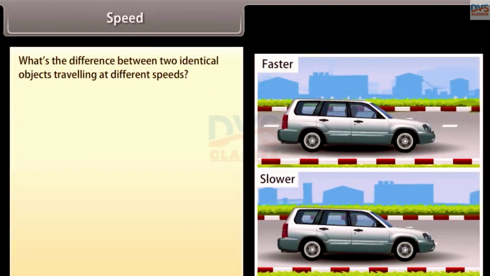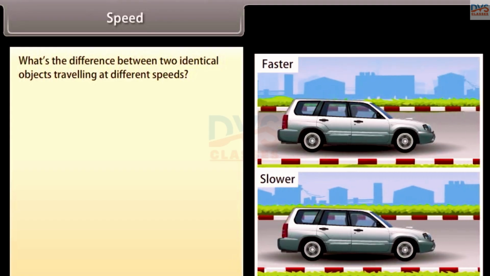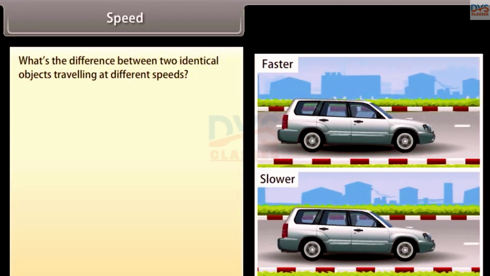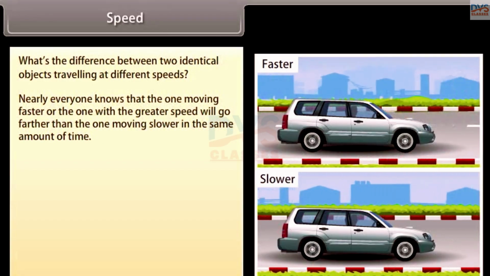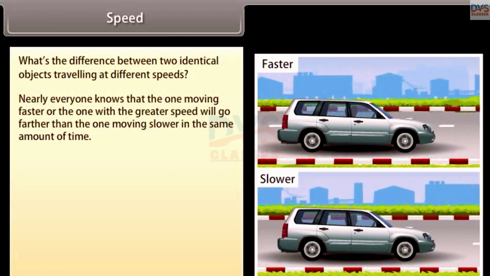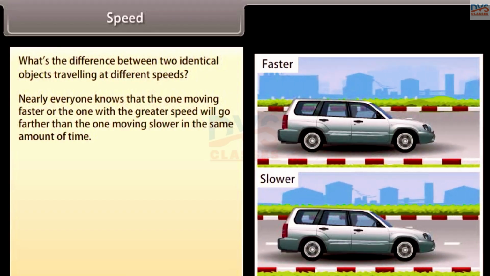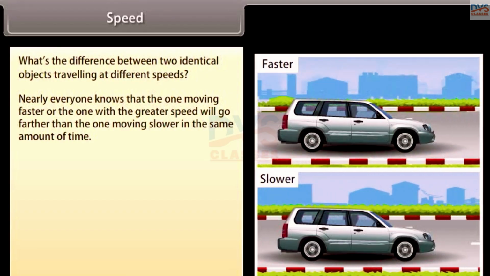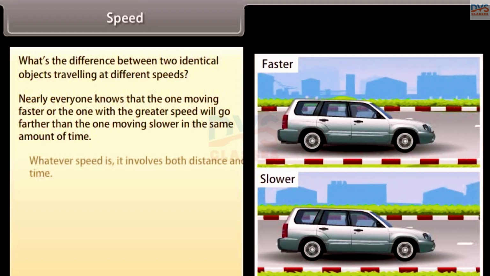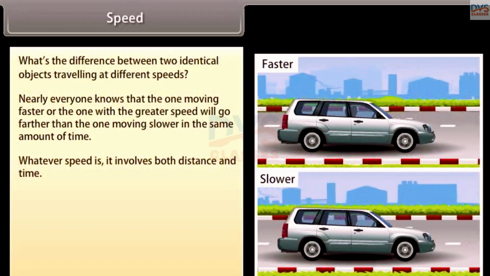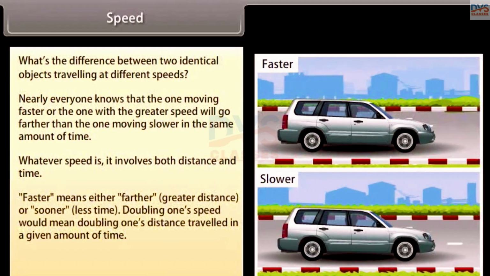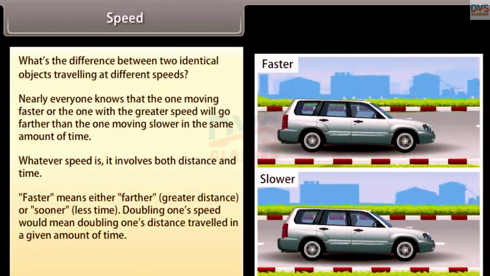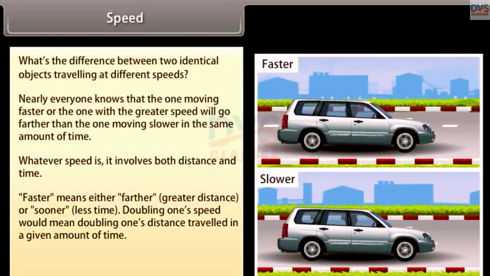Speed. Now can you tell the difference between two identical objects traveling at different speeds? Nearly everyone knows that the one moving faster, or the one with a greater speed, will go farther than the one moving slower in the same amount of time. Whatever speed is, it involves both distance and time. Faster means either farther, a greater distance, or sooner, less time.